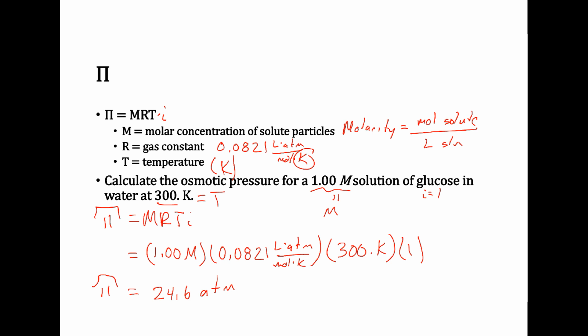So you may be asked to find the osmotic pressure. You'd have to watch for temperature conversions, maybe actually calculating the molarity yourself, but the gas constant's always going to be a constant. And this concludes our discussion on colligative properties.